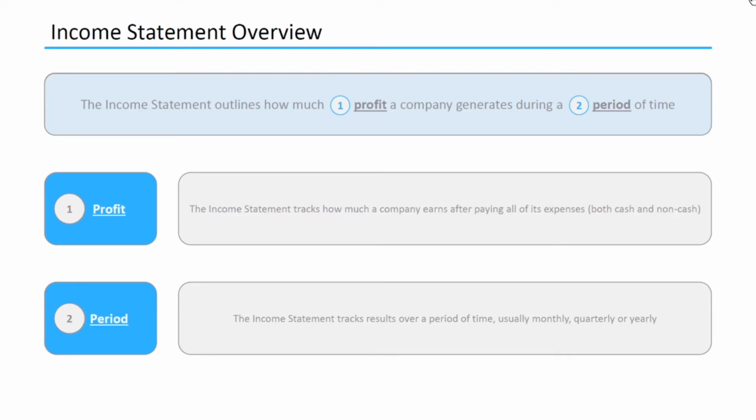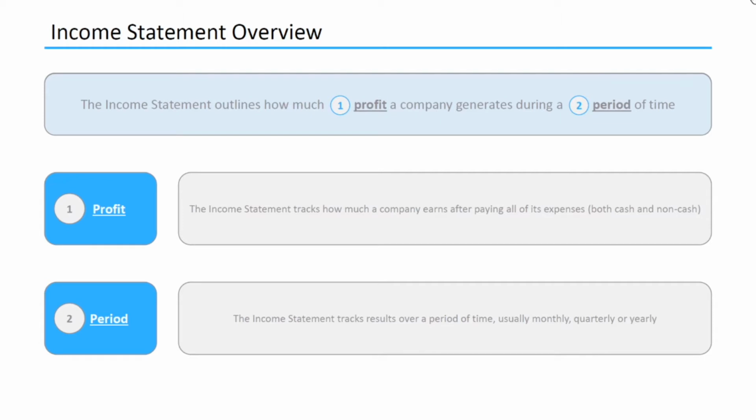The income statement outlines how much profit a company generates during a period of time. Now, the two key words in this definition are profit and period. First, profit. The income statement tracks how much a company earns after paying all of its expenses, and these include both the cash and non-cash expenses, which is important to note because given profit accounts for non-cash expenses, it's not the same as cash earned, which is outlined on the cash flow statement.